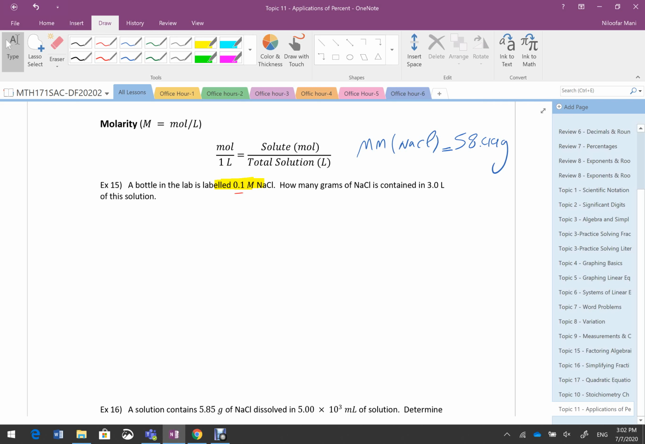Okay, you need to know that a bottle in the lab is labeled 0.1 M. Capital M is molarity, NaCl. So that's the bottle in the lab. The molarity of the bottle is 0.1, which means we have 0.1 mole of NaCl per 1 liter of solution. Okay, so how many grams of NaCl are contained in 3 liters of this solution?